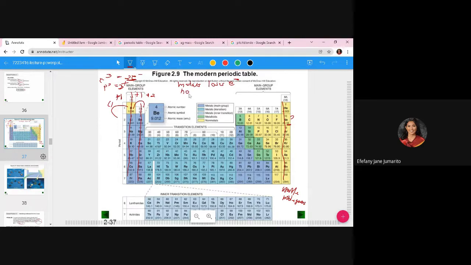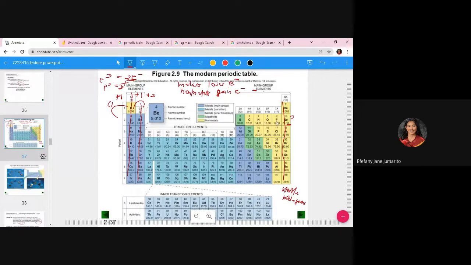Now let's go to non-metals. Non-metals gain electrons. Now, kung mag-gain siya og electrons, what will happen to the charge? The charge will become positive or negative? Negative, ma'am. Mas daghan kay ni-gain man siya og electrons, so negative na siya. Mas dominant ang negative charge kaysa sa positive charge.